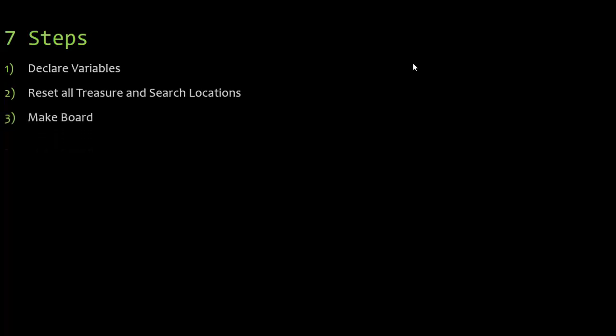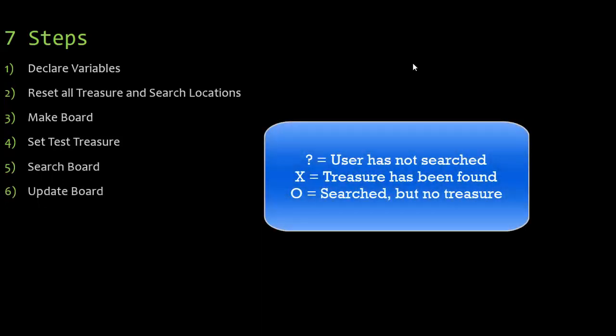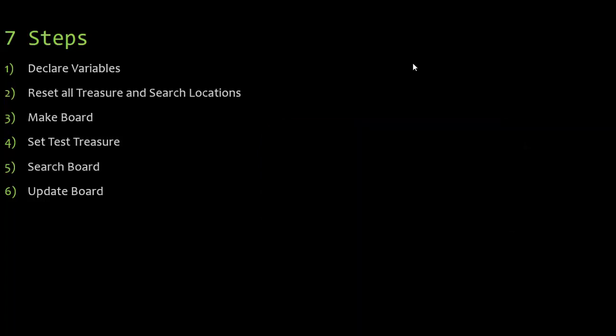We need to make the board. We need to set the test treasure because we're going to be setting the treasure ourselves. Then we need to write the part where the user can search the board. Then we need to update the board, showing the user the X where they found treasure, O where they missed the treasure, question marks where they still can search.